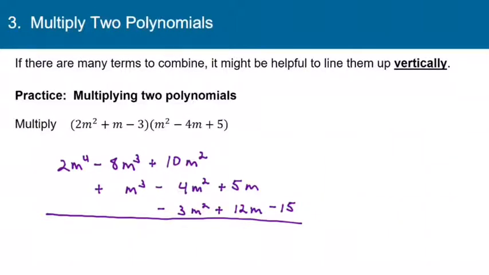Now we're ready to combine like terms, and it's very convenient because all of our like terms are grouped together in these columns. So we'll get 2m to the fourth, and then negative 8m to the third plus 1m to the third will give us minus 7m to the third. Then we'll have positive 10m squared minus 4m squared minus 3m squared. So 10 minus 4 is 6, and 6 minus 3 is 3. So here we have a total of positive 3m squared. Then here we have positive 5m plus 12m. That's going to be positive 17m. And then we have our minus 15 here.